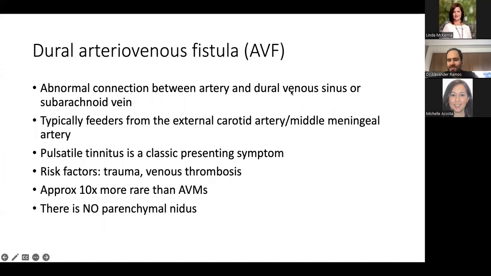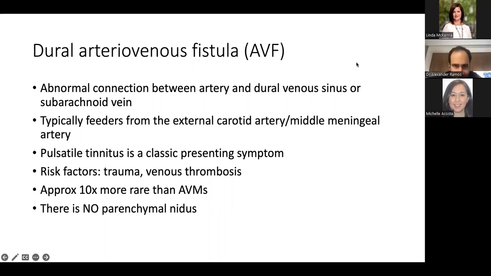I'm going to go into fistulas unless anyone has any questions. These are going to be a little faster because they're a lot more rare. I have a question.